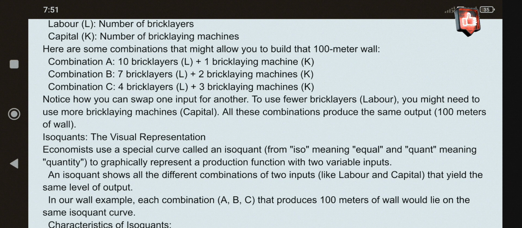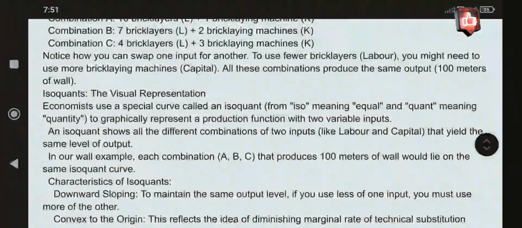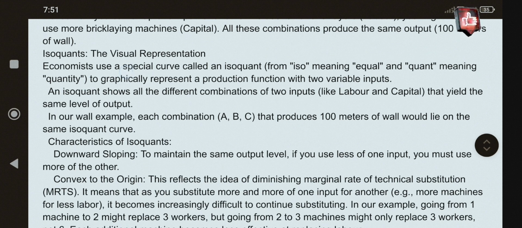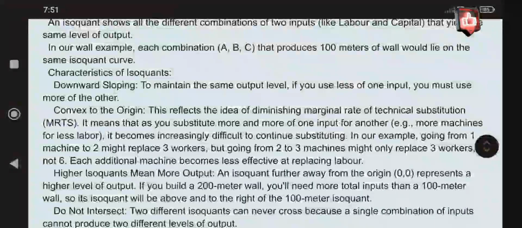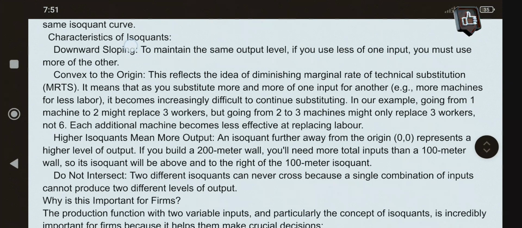Isoquants, the visual representation. Economists use a special curve called an isoquant, from iso, meaning equal, and quant, meaning quantity, to graphically represent a production function with two variable inputs. An isoquant shows all the different combinations of two inputs like labor and capital that yield the same level of output. In our wall example, each combination A, B, C that produces 100 meters of wall would lie on the same isoquant curve. Characteristics of isoquants: downward sloping. To maintain the same output level, if you use less of one input, you must use more of the other.